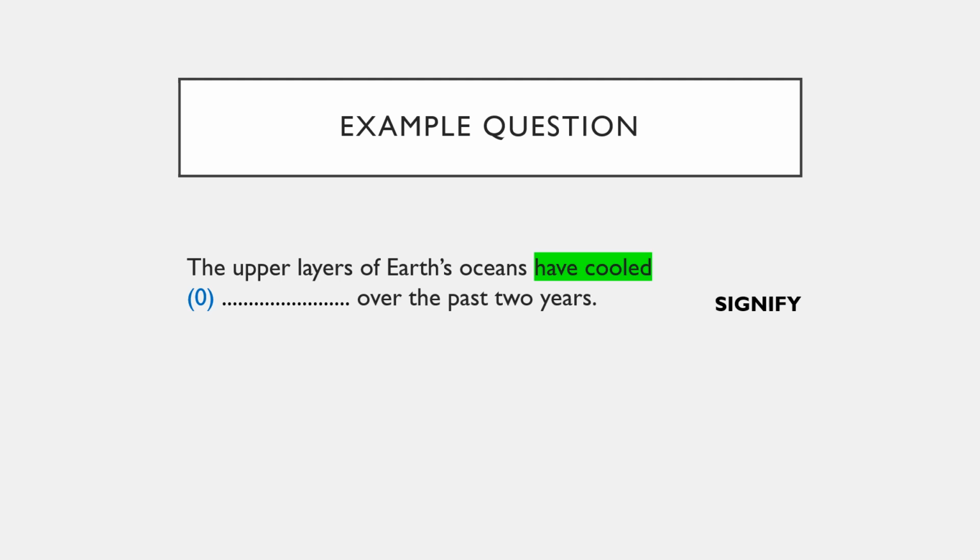Let's take a look at the example question. In this example, you have the stem word signify. As you can see, the words have cooled have been highlighted. This gives you a clue. This is a verb, so it suggests that the word in the gap will be an adverb, describing how the oceans have cooled. Do you know the answer? Pause the video for a moment while you think about it. Then press play to continue on to the answer.